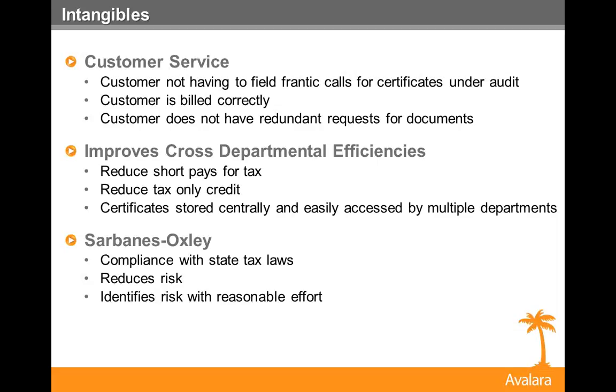Storing those exemption certificates in a central location in a way that you can easily get them when an auditor asks for them. Or be able to filter through those exemption certificates and know which ones are going to expire. And then you've got Sarbanes-Oxley. You've got to be able at any point in time identify your risk and quantify your risk and be able to accrue for it.